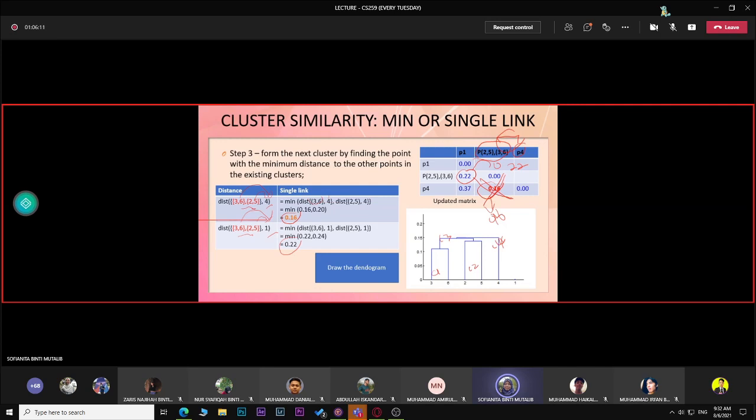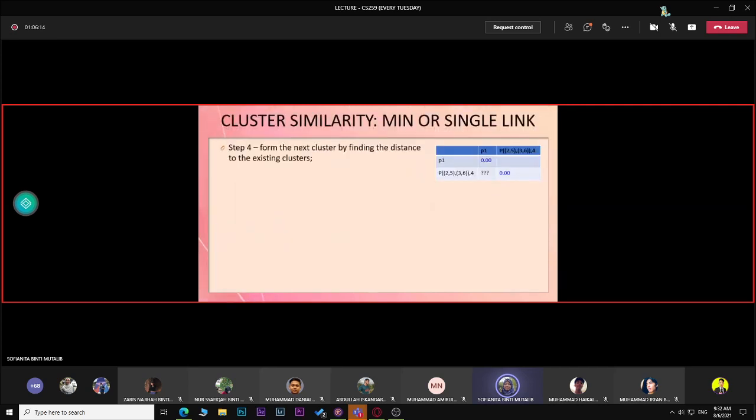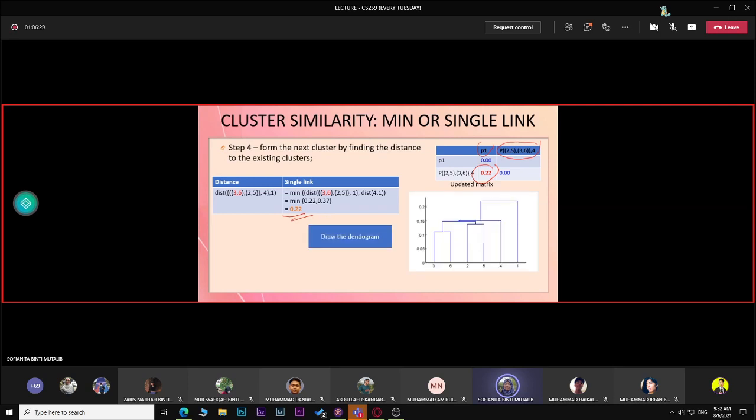From 3, now we have to update the matrix into 2 objects. So 2 objects finally, this one P1 and this cluster, and then you need to calculate the distance. Same process, then you will get 0.22 here and update, and then finally you need to draw the dendrogram. Is there any more? No. There is no more object to be merged. Then we will terminate the process. Boleh faham?